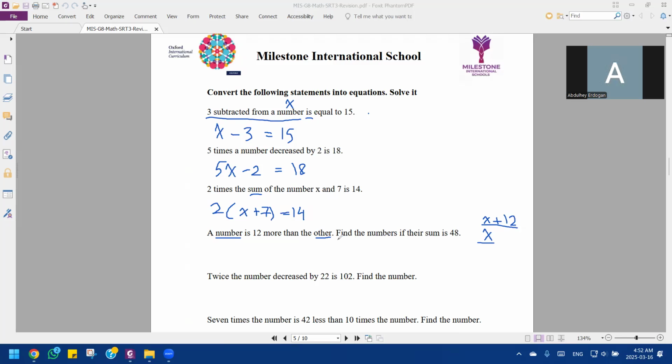Okay, what is the question? They said, find the numbers if their sum is 48. Their sum is 48. So we do x plus 12 is equal to 48. So the sum of the numbers is 48. Okay, next one, we have twice the number and then decreased by 22.